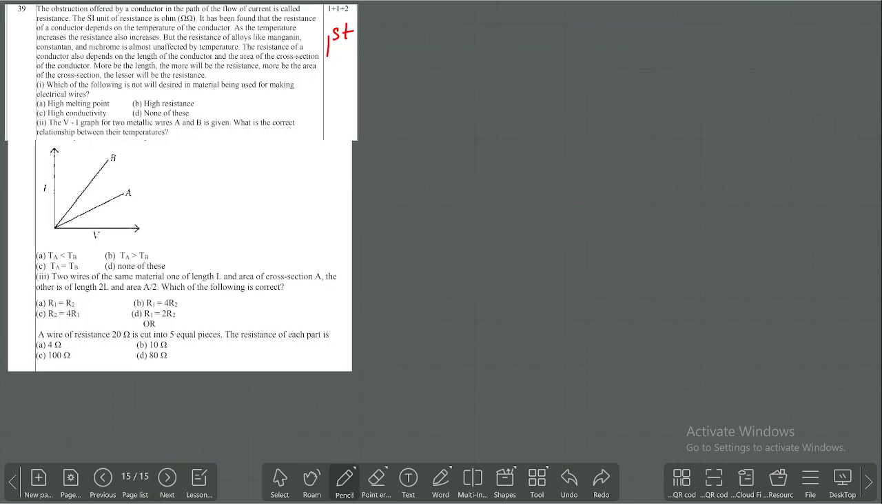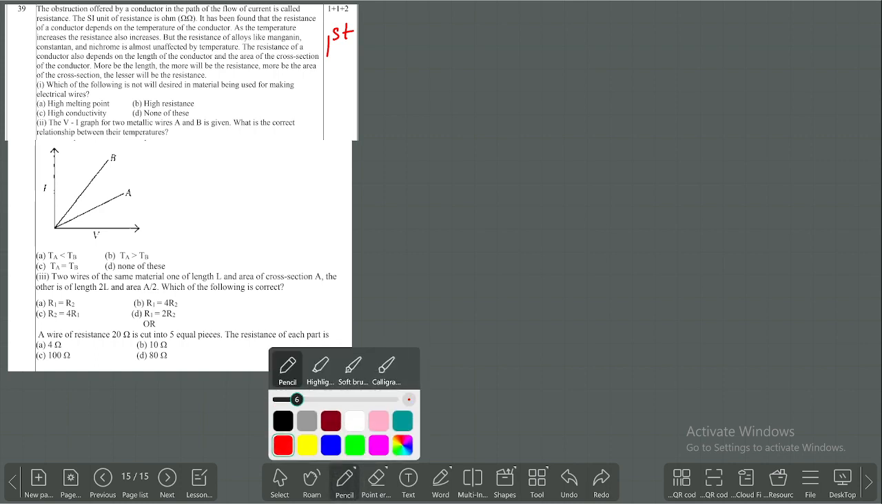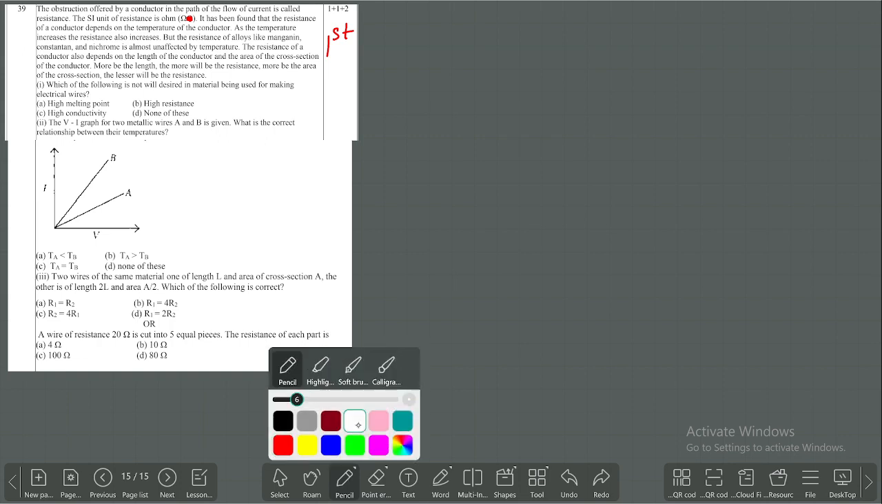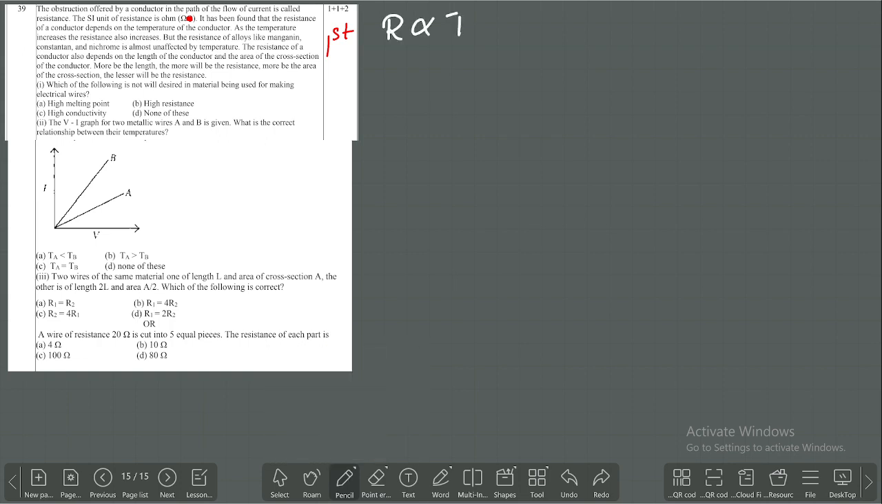So the last question. The obstruction offered by a conductor in the path of the current flow is called resistance. The unit of resistance is ohm. It has been found that the resistance of the conductor depends upon the temperature of the conductor. As the temperature increases, resistance also increases. The reason is that resistance is directly proportional to the temperature of the material.